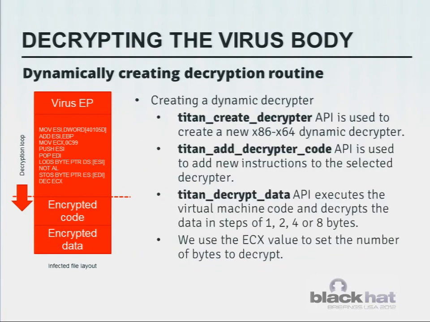To create a dynamic decryptor, you just call create decryptor, which creates a new handle for you, to which you add code. The code you add can be stored in two streams. One is the initialization stream, which is executed only once, and the other is the actual code stream, which is executed for every pass of the decryption loop. The decryption loop occurs ECX times. Once you decrypt data with a call to the decrypt data API, all the code has been decrypted.